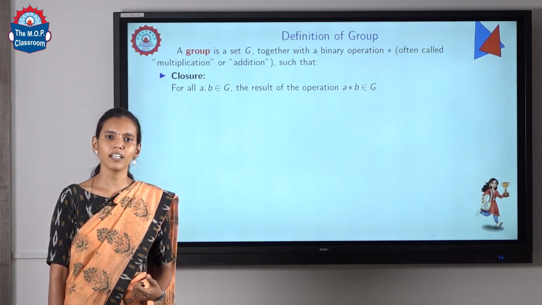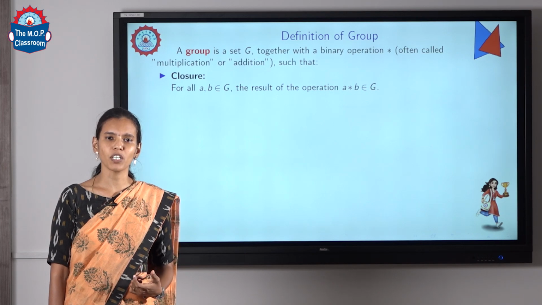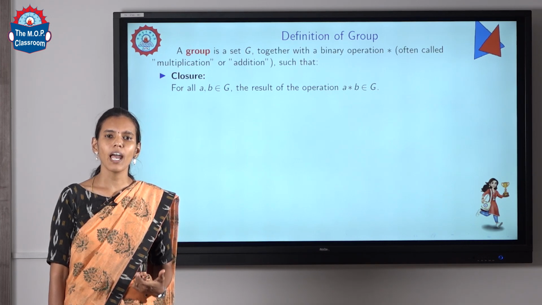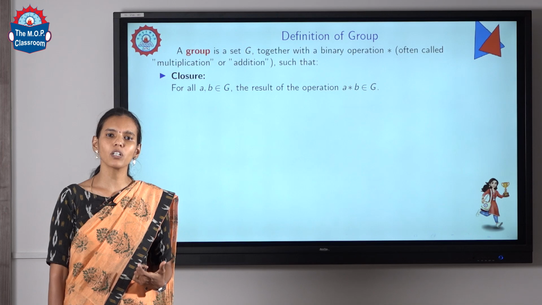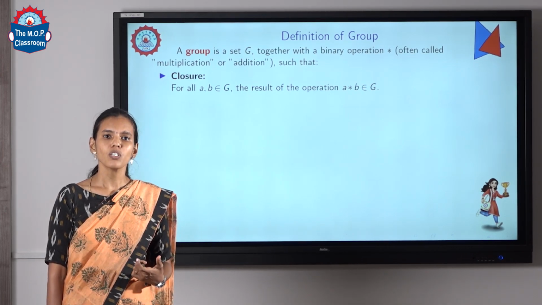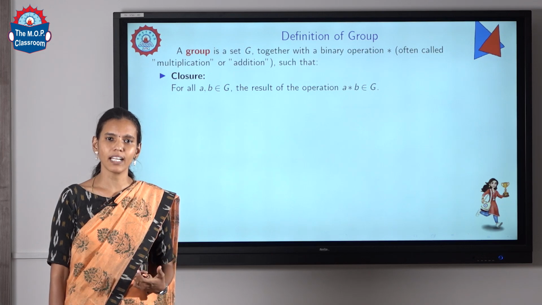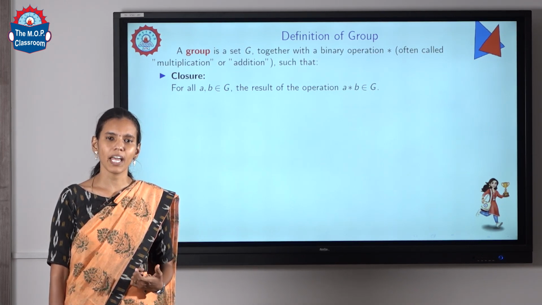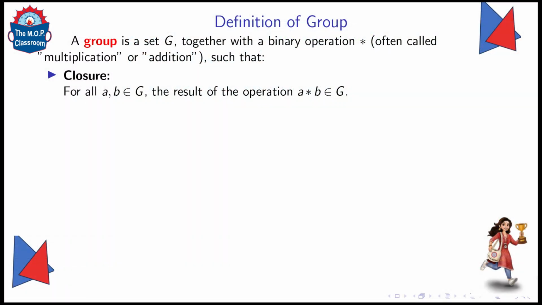So, we need to consider a set. The set considered here is G and a binary operation. The binary operation we have here is multiplication. If we have a set and a binary operation and it satisfies the four axioms, we call that a group. We will go through the axioms one by one. The first axiom is closure. In order to say that the set is closed, we need to take two elements. Here we are taking two elements A and B. If we operate A into B, the resulting element should also be in the set.